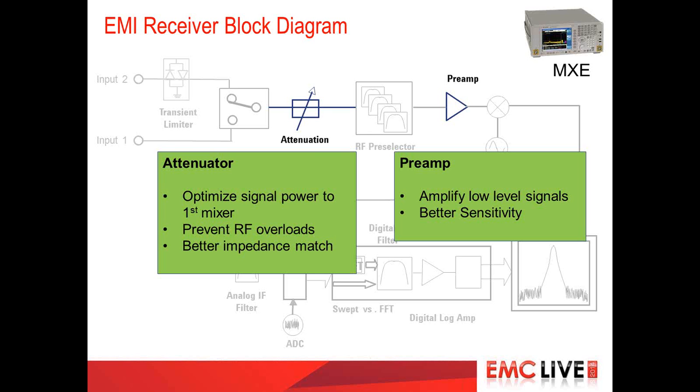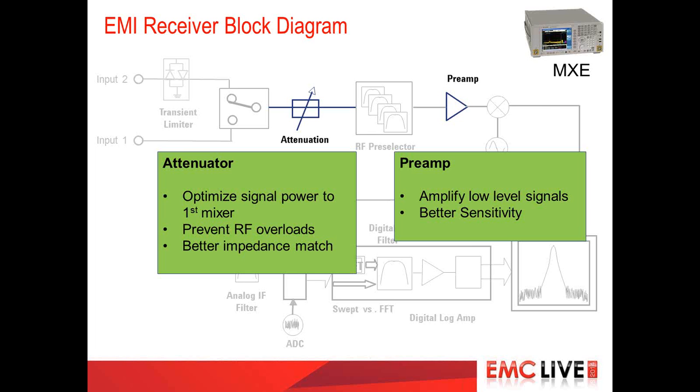Both the attenuator and the preamp, we actually compensate for those either losses or gains on the other side of the mixer, so that no matter what the settings are, we're going to measure an accurate signal level on the screen. Imagine if you're adjusting your attenuator, and as you do that, the signal on the screen is decreasing. Well, that's not okay. We want to accurately measure it, so we have some compensation.